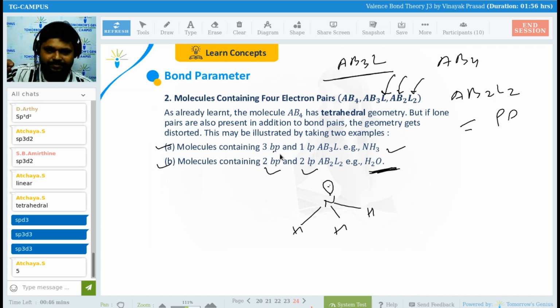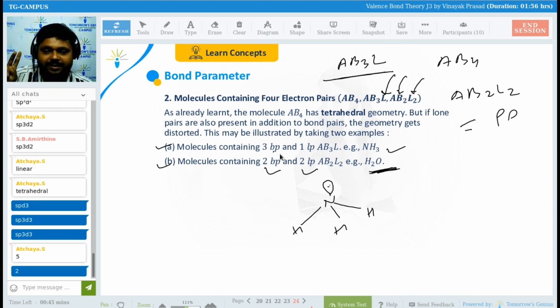If 4 electrons are there, it means what? How many lone pairs will there be? If 4 electrons remain with the oxygen, 2 lone pairs will be there. Getting my point? So the best example is H2O.